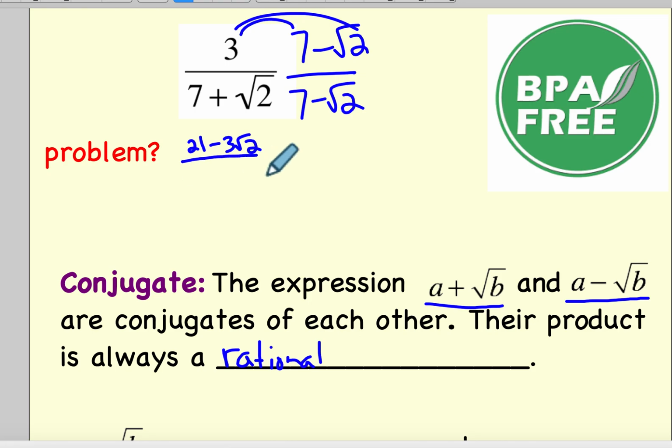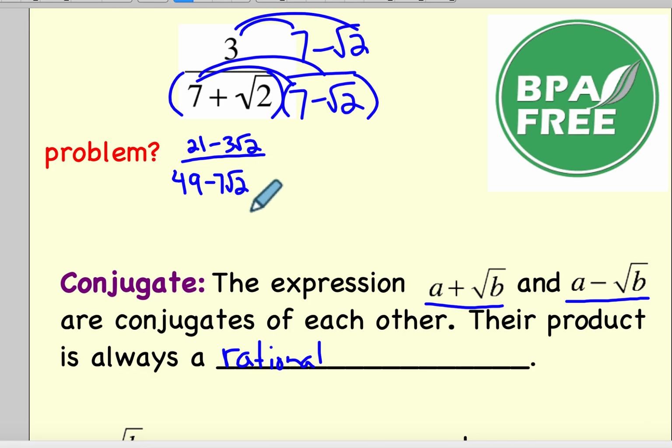And then my denominator, you can see what's going to happen. I'm going to have to FOIL, right? I've got 2 terms here and 2 terms here. So when I FOIL, I'm going to get 7 times 7, which is 49. I'm going to get 7 times negative root 2, so that's going to be negative 7 root 2. And then I'm going to get root 2 times 7, which is positive 7 root 2. So you're probably seeing what's happening there. And then root 2 times negative root 2 would just be negative root 4, which is negative 2, right?